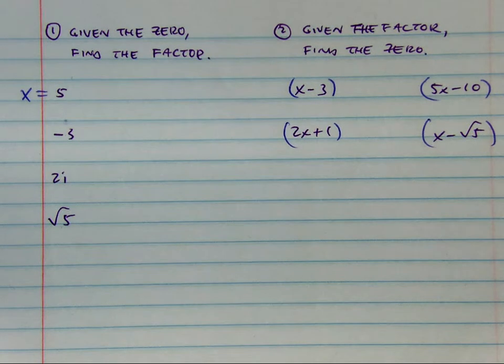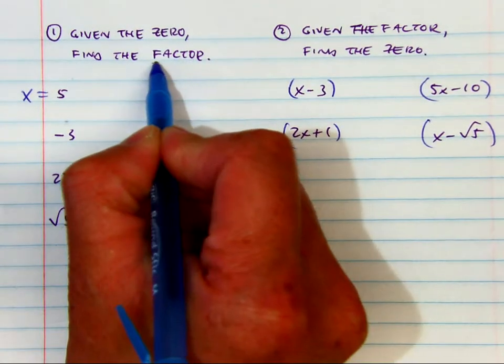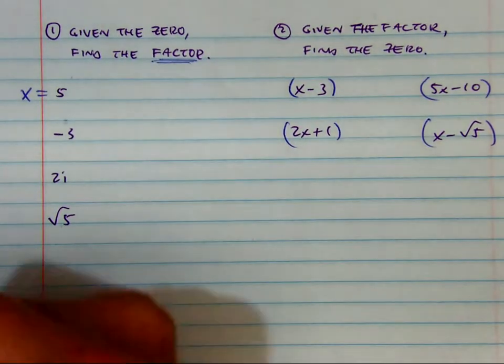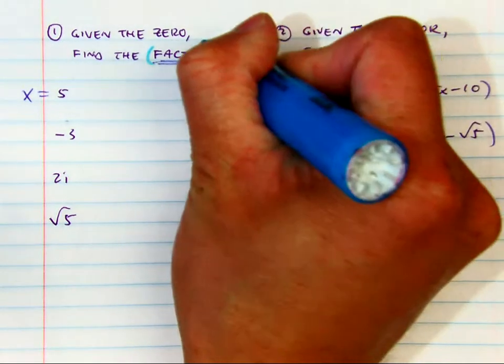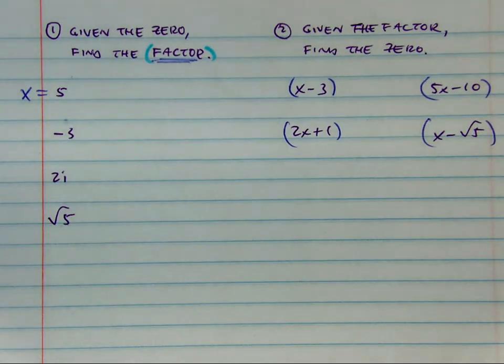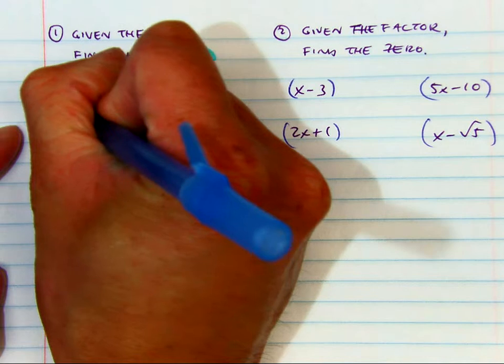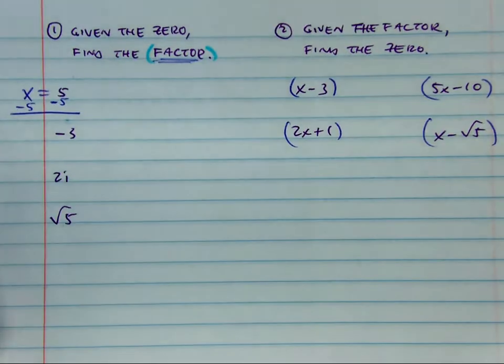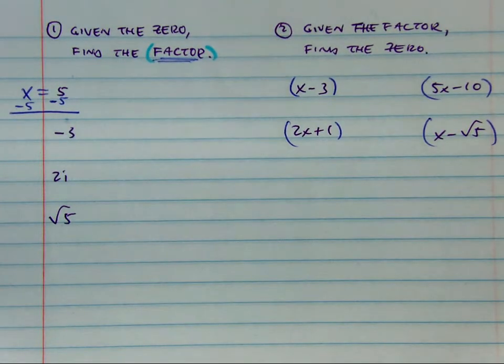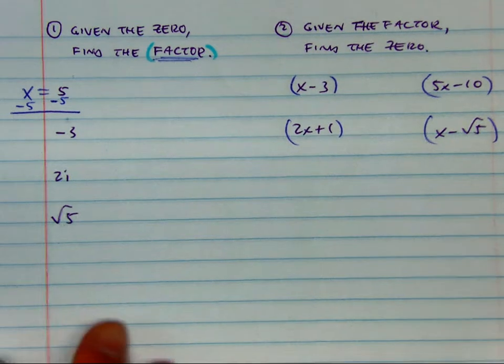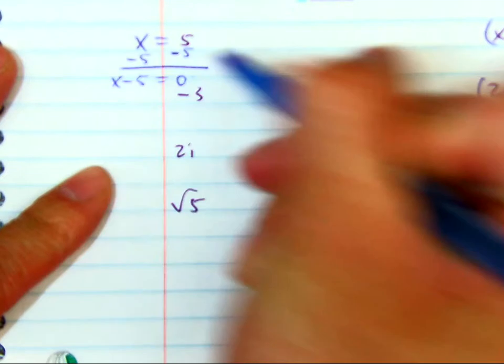And so here, you're trying to figure out factors, which you can think of as having those parentheses. Well, how do you get a set of parentheses there? What can we do? We can just subtract 5 from both sides. And when I subtract 5 from both sides, what do we get? X minus 5 equals 0.